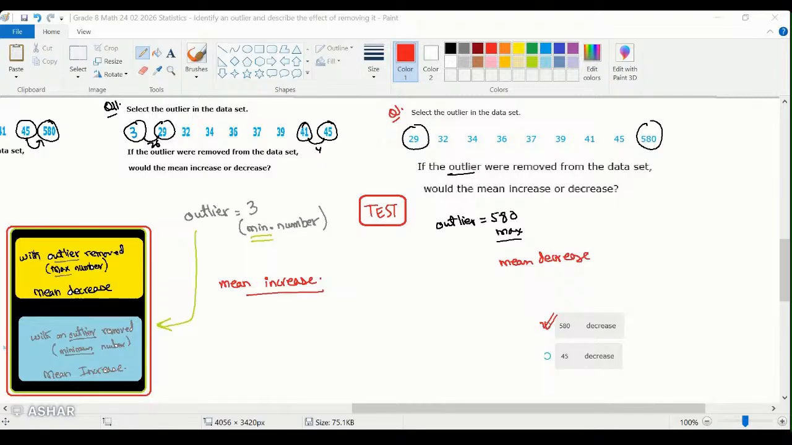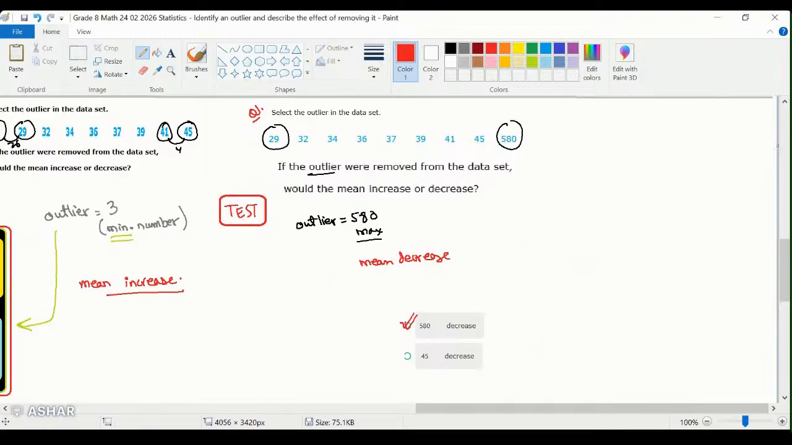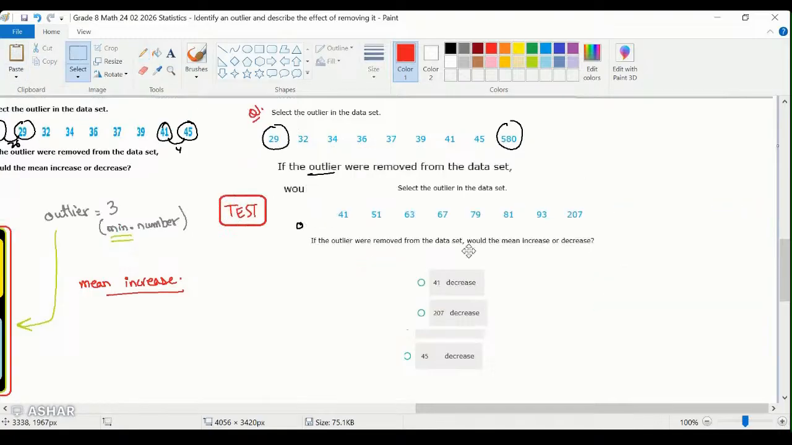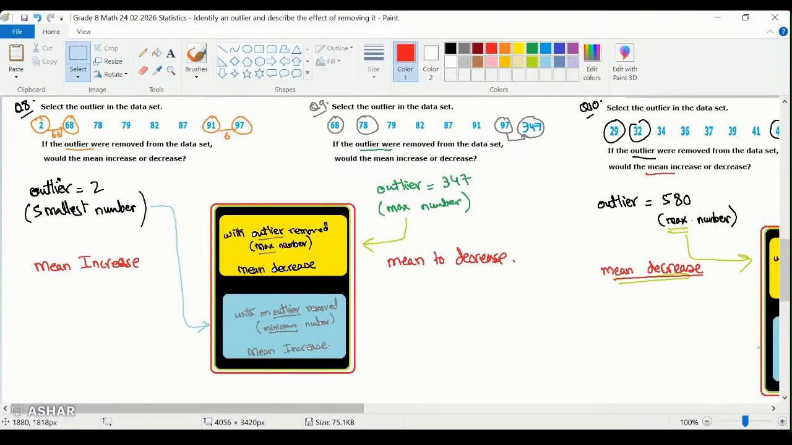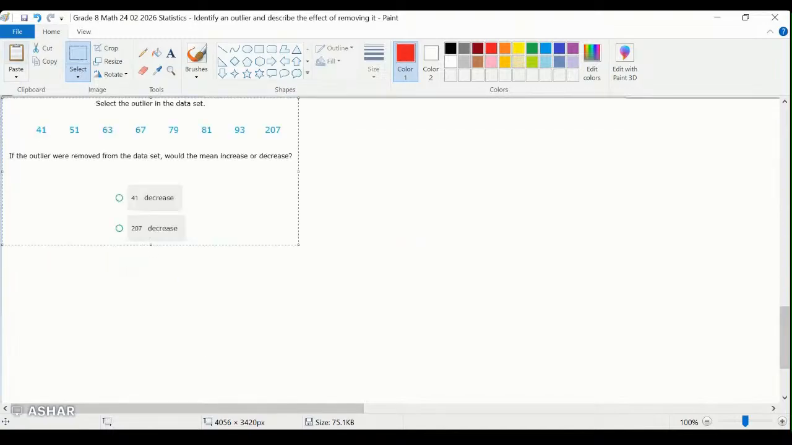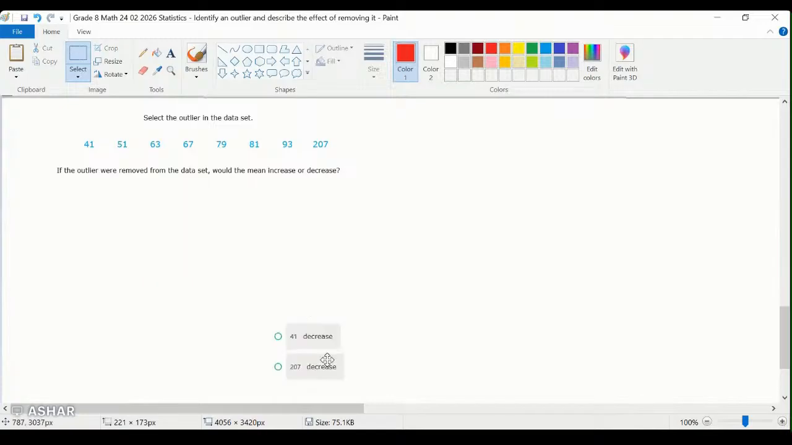Let's try one more question, just one more. Let's see what will happen over here. We just keep this information in our mind. We are not simplifying anything else. Okay, I cannot post it here. Let's do it on the next page. Okay, what will happen in question number 2? Would it increase or decrease? Still the maximum. Outlier is 207. So should it increase or decrease?